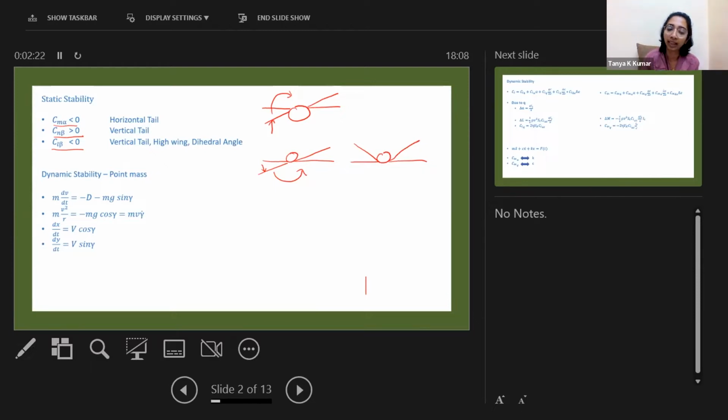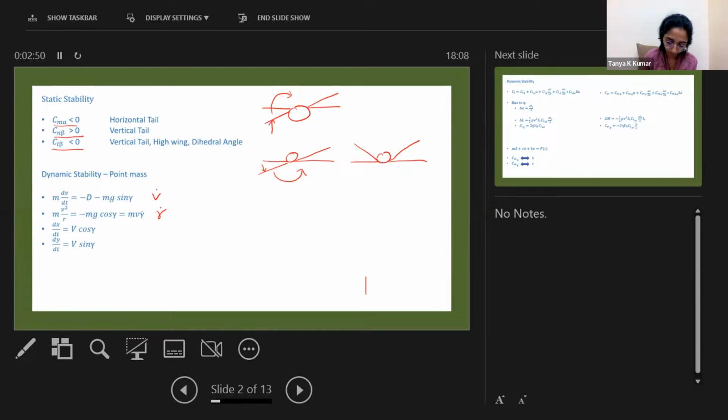We then began with dynamic stability when we began with the point mass system. In a point mass system in a two-dimensional XY coordinate system, okay? So the 4 equations of motion that govern this point mass system are given here. So you have the V dot equation, gamma dot. Gamma dot is the flight path angle. So if your point mass is moving with an angle with respect to local horizontal, that is your gamma. Rate of change of this flight path angle is gamma dot.